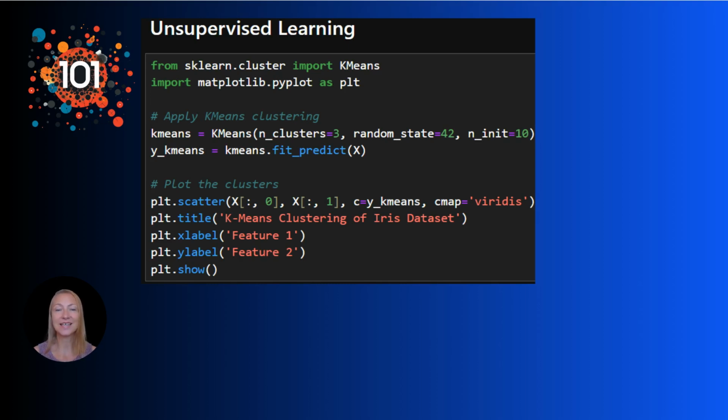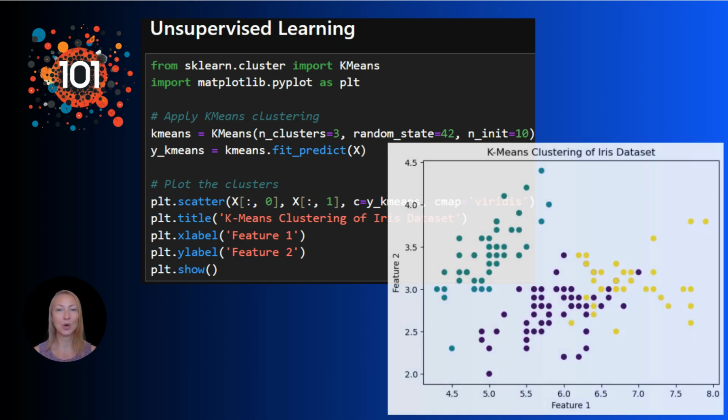Here we use the k-means algorithm, which tries to group the iris data into 3 clusters. Notice, unlike supervised learning, we don't provide any labels. The algorithm identifies the clusters based on similarities between the data points. In this case, we plot the clusters to inspect how well k-means groups the flowers visually.